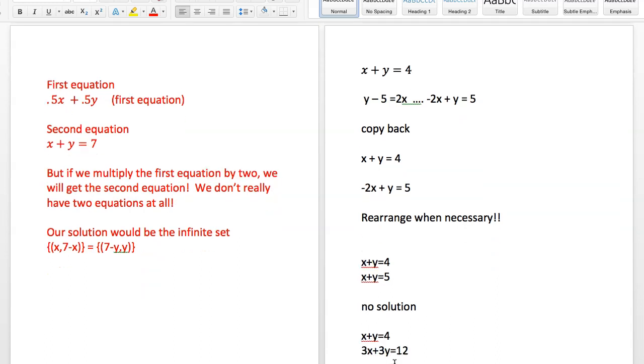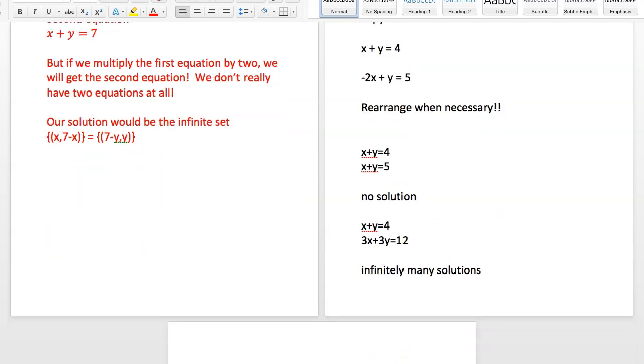Now, if you have x plus y equals 4, and you have like 3x plus 3y equals 12, now that's infinitely many solutions, because the second equation is just 3 times the first one, right? It's just the same equation in disguise. So that's just a recap of the two pathological cases.